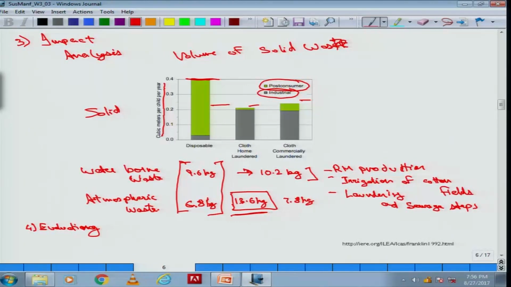So, certainly when we compare, finally when we evaluate the input and output and we normalize that into a single scale, it was recommended that disposable diaper is the winner.